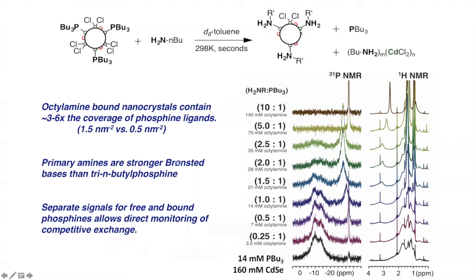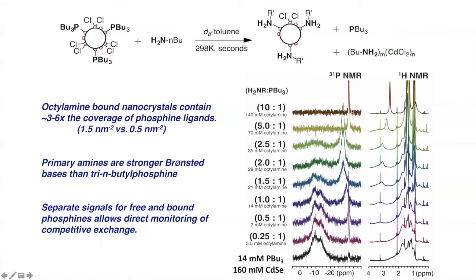And by adding primary amines and displacing the tributylphosphine that was there to begin with, you can study the competition. And that's readily observed with phosphorus NMR. So here's the starting nanocrystal with phosphine ligands bound. And then as you titrate in increasing amounts of primary amines, you can watch this signal go away for the bound phosphorus, and you can watch a new signal appear.